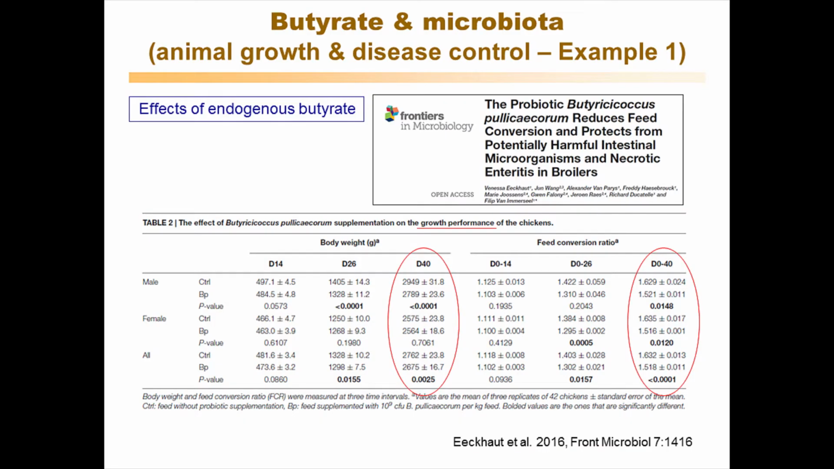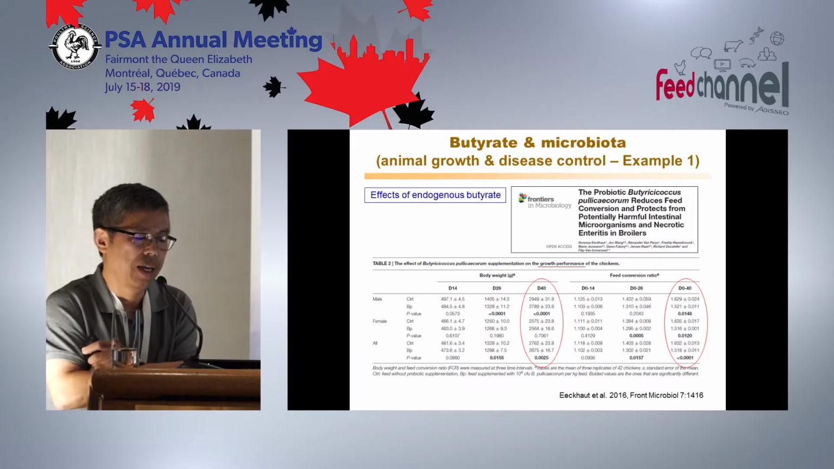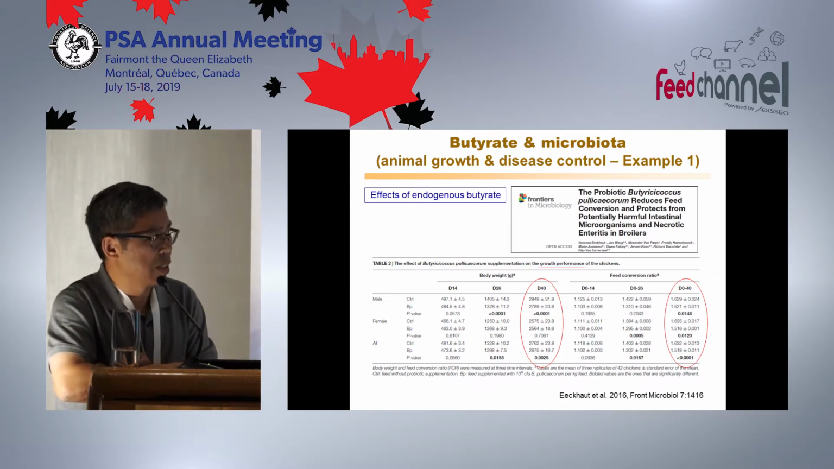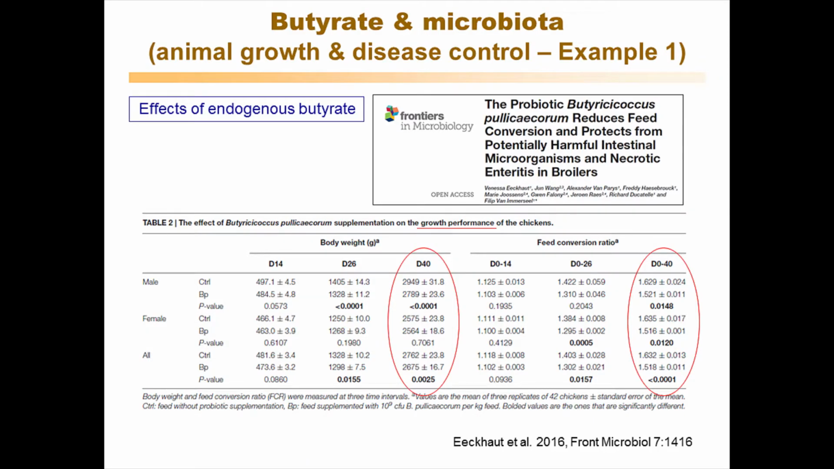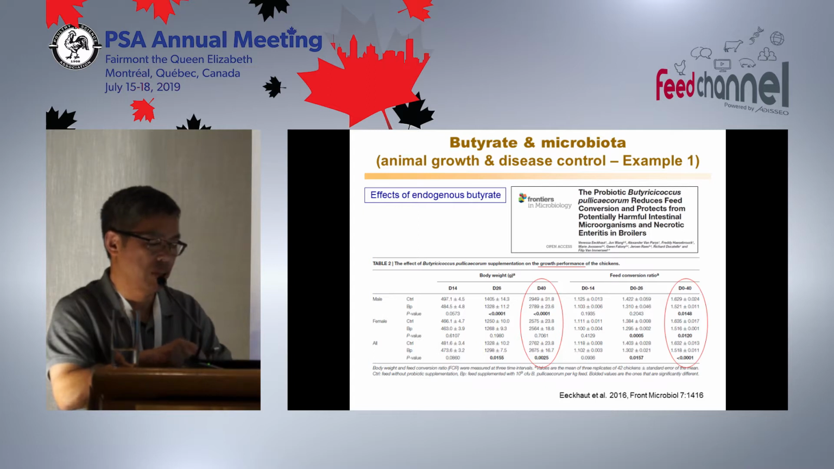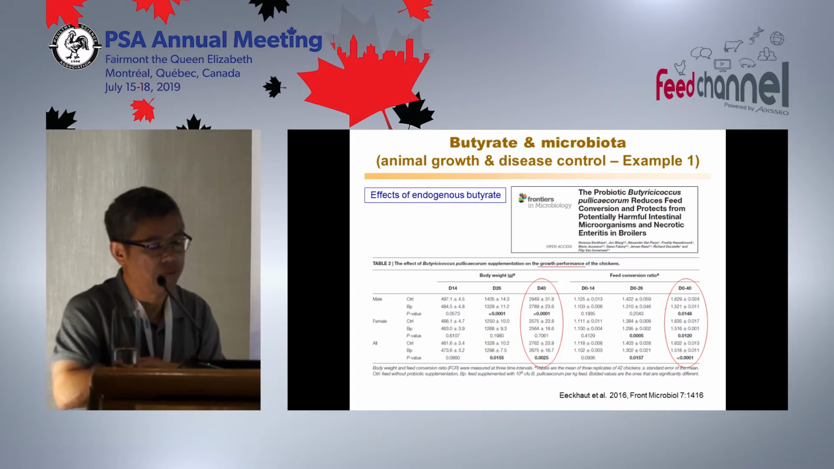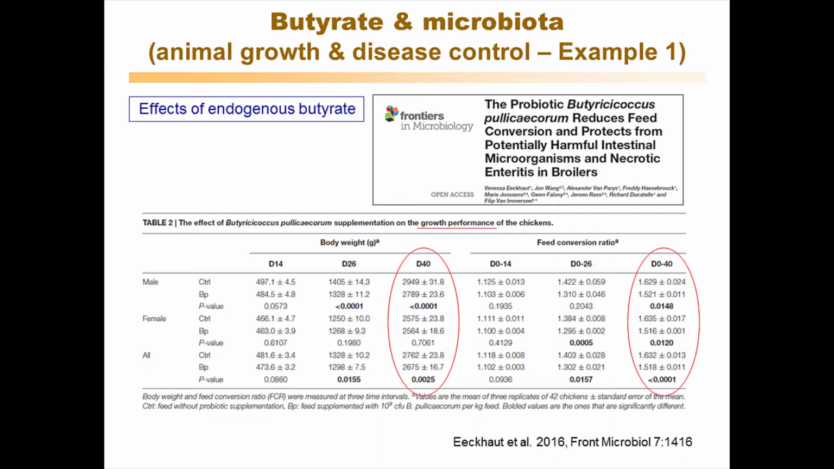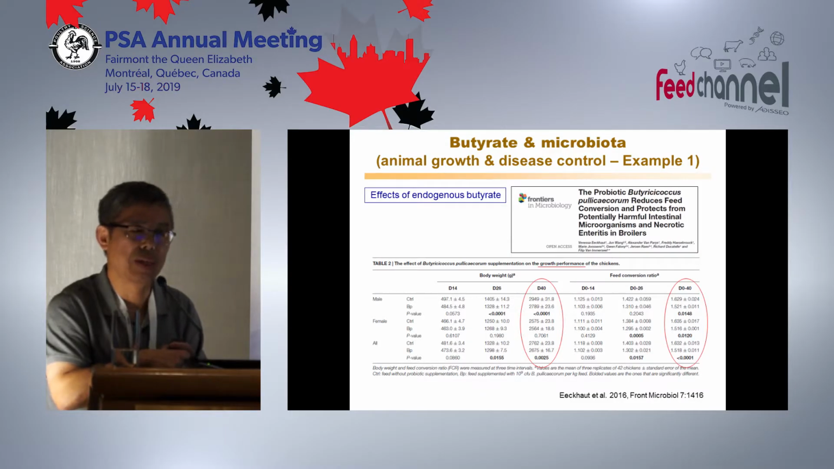And they also flipped the coin around and said, okay, if we have some butyrate-producing bacteria, what's the story? As you can see from this slide, on day 40, I'm not going to go through all the data, I just specifically point out day 40. They divided into male and female, but they also have all the birds. You look at the feed conversion ratio. The butyrate-producing bacteria treated group had much better feeding efficiency compared to the control group, which received no butyrate-producing bacteria.